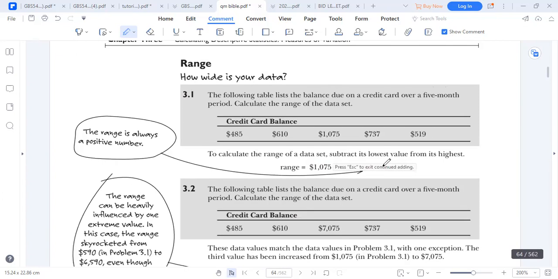Then we also have another measure of central tendency, or measure of dispersion, which is called the range. The range is simply the difference between the highest number and the smallest number. Our highest number is 1075. Our lowest number is 485. The range is 590. But when we add the highest number plus the smallest number divided by 2, we call that the mid-range.